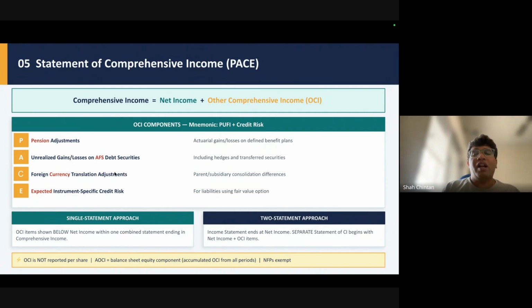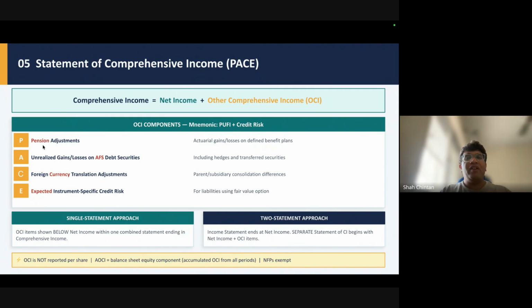अब OCI बना क्यों? Why do we need an OCI when we already had the income statement? So when you learn all these four points in detail, you will understand these four items are not realized on a particular date. For example, pension adjustment. Pension adjustment हम देते क्यों है? That when an employee retires in future, you will pay this. So today the employee has not retired, so you don't know what is the actual expense.